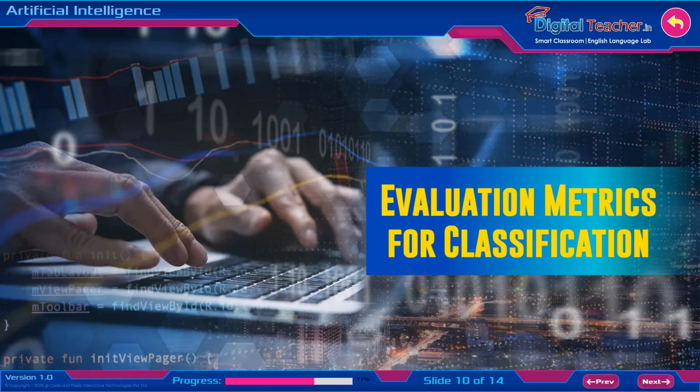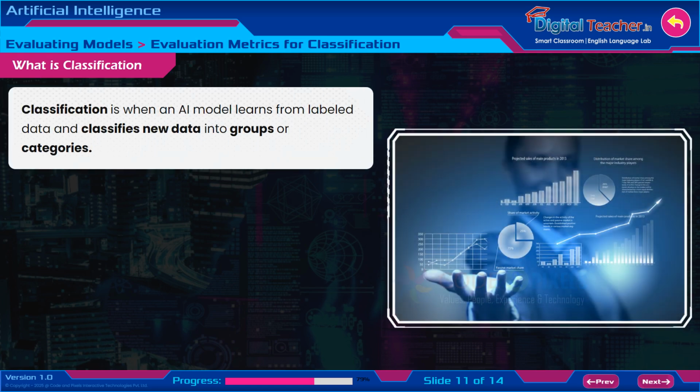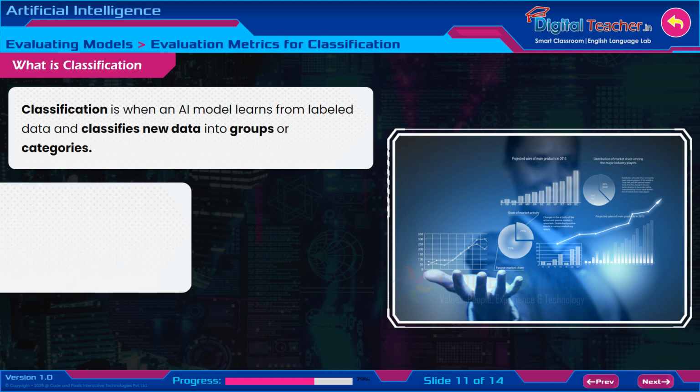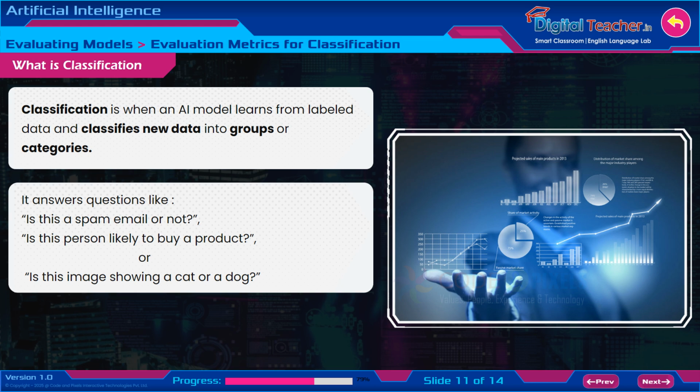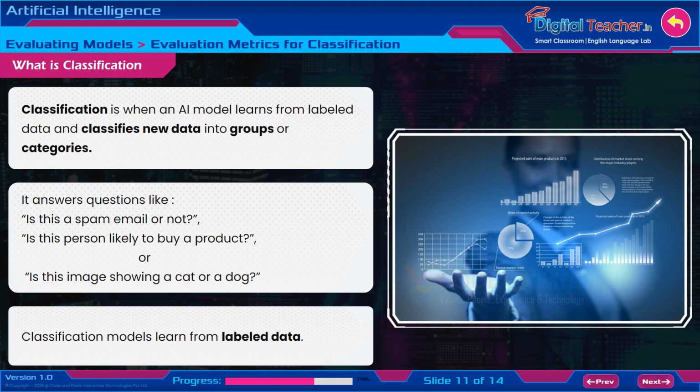Evaluation metrics for classification. What is classification? Classification is when an AI model learns from labeled data and classifies new data into groups or categories. It answers questions like: is this a spam email or not? Is this person likely to buy a product, or is this image showing a cat or a dog? Classification models learn from labeled data.